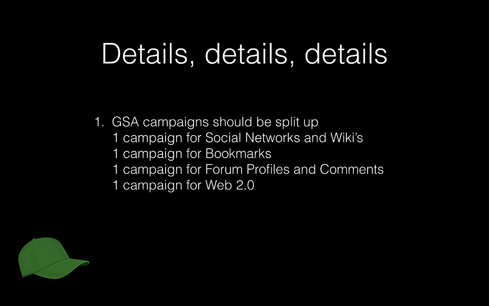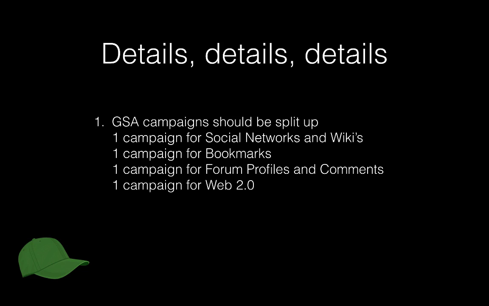The second thing I did when I first started was check everything I wanted to submit to. In GSA you can check article directories, bookmarking, social networking, social bookmarking, blog commenting, forum profiles, Web 2.0s, wiki sites. I was checking all those and submitting to them. Well, if you're buying lists, which I do, I buy a lot of lists, you'll see there are more forum profiles and blog comments than anything else. That's just the way it is.